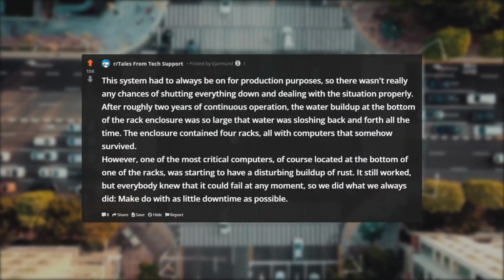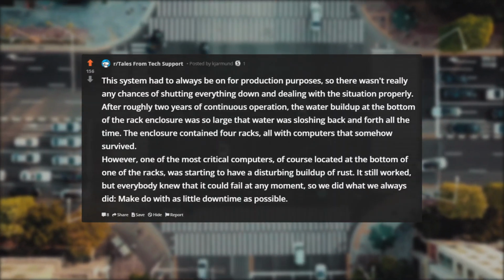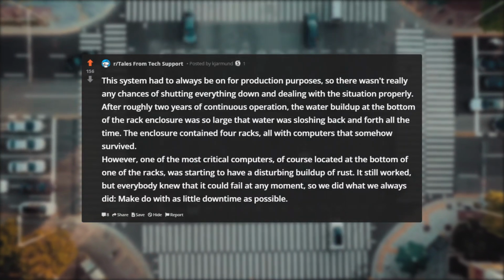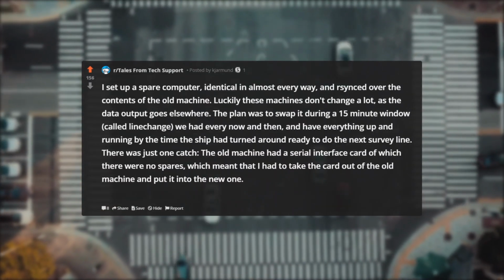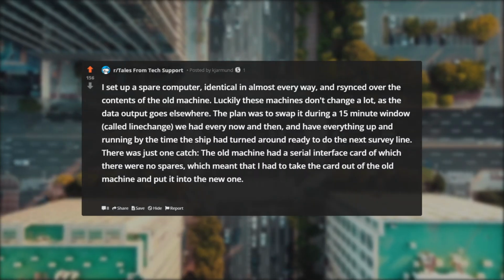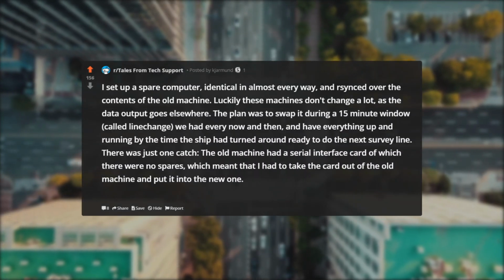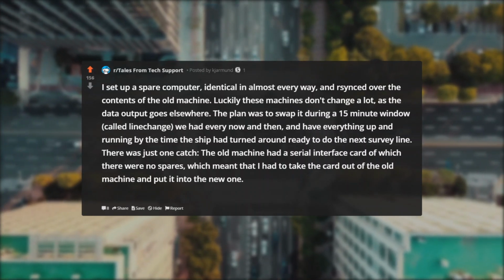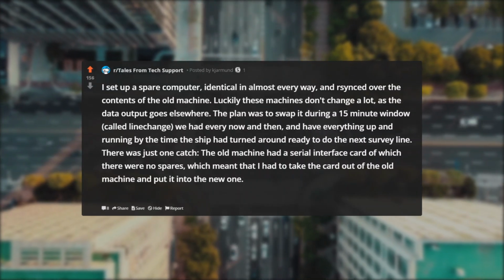It still worked, but everybody knew that it could fail at any moment, so we did what we always did: make do with as little downtime as possible. I set up a spare computer, identical in almost every way, and resynced over the contents of the old machine. Luckily, these machines don't change a lot, as the data output goes elsewhere.